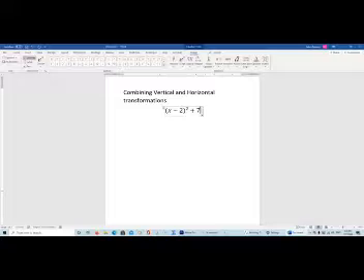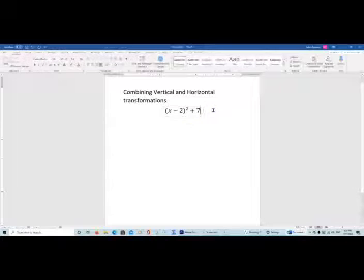And if it's in parentheses, what we do is we do the opposite of the sign. So if it is negative, we shift it to the positive side. If it's positive, we shift it to the negative side.